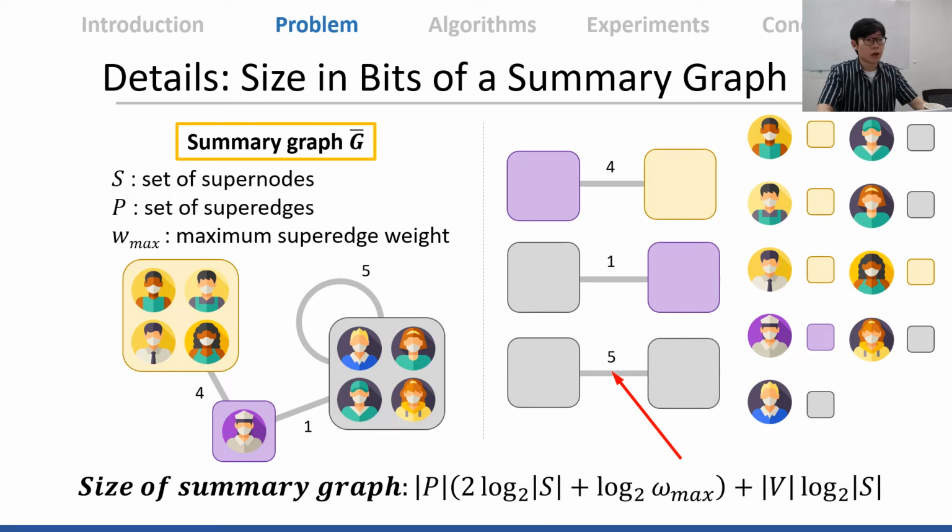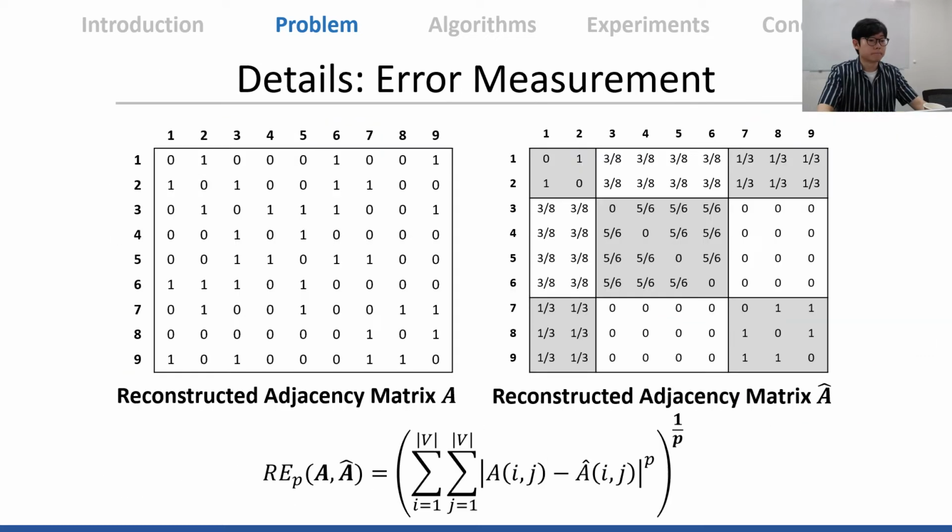The second term is for storing membership information. Each subnode belongs to a single supernode, which is encoded using binary log of number of members of S bits. For measuring the difference between an input graph G and the restored graph G bar, we used L1 and L2 reconstruction error between adjacency matrix of an input graph G and the reconstructed adjacency matrix A hat obtained from the summary graph G bar.